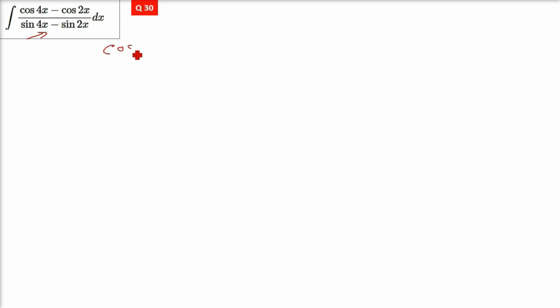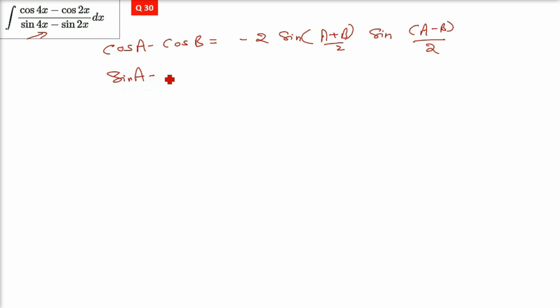Let me write it for you. It's cos A minus cos B, and we have sin A minus sin B, because A and B are 4x and 2x. So cos A minus cos B is negative 2 sin((A plus B)/2) sin((A minus B)/2). This you already know. Then we have sin A minus sin B. If you want to recall this formula, let me help you here. It will be 2 cos((A plus B)/2) sin((A minus B)/2). So cos A minus cos B, sin A minus sin B, then we have the integration.